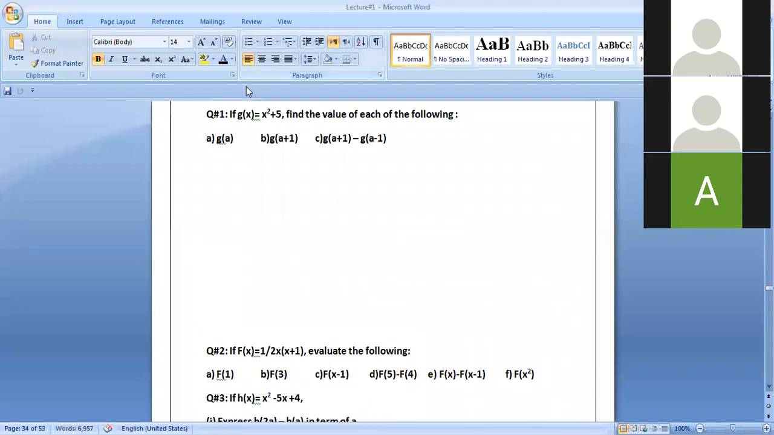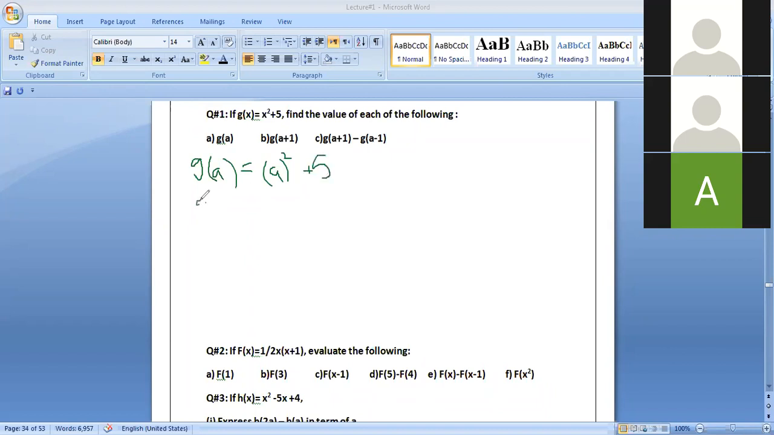So class, here you are given function g of x is equal to x square plus 5, and you will have to find out the value of part A. You are given g of a. Class, you will find the value of g of a, means in place of x you will put a. Okay, solution: g of a is equal to, put the value in the function. Like in place of x you will write a, like this.